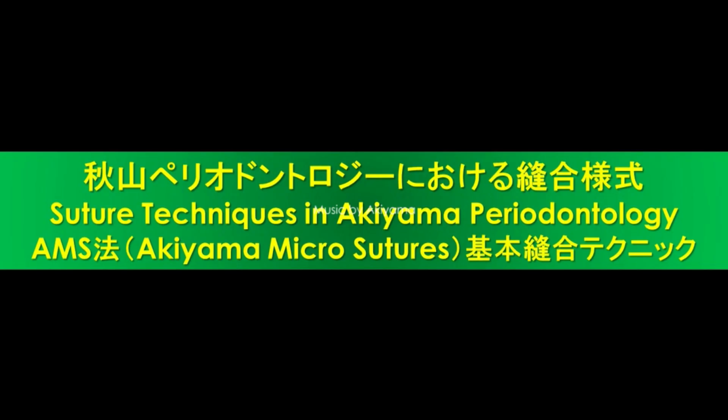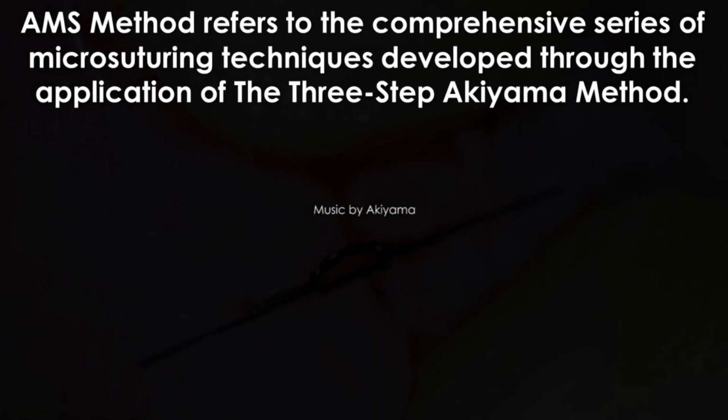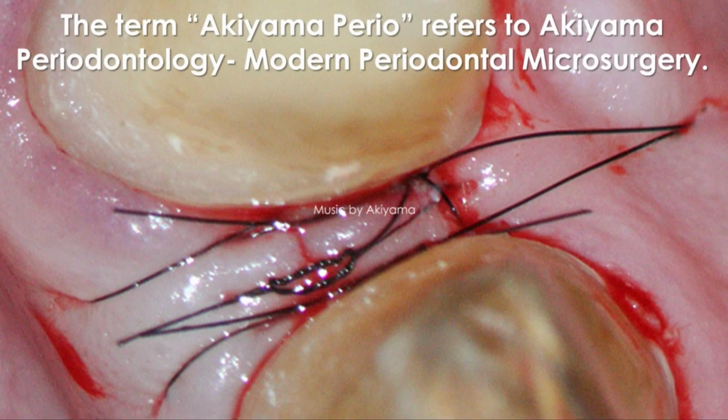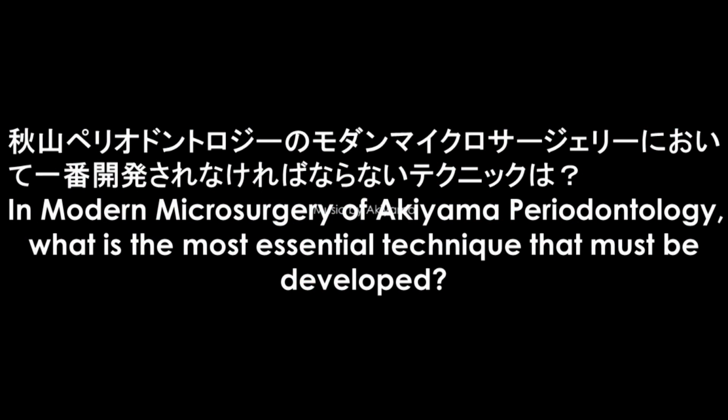Suture techniques in Akiyama periodontology, Akiyama microsutures. AM's method refers to the comprehensive series of microsuturing techniques developed through the application of the three-step Akiyama method. The term Akiyama perio refers to Akiyama periodontology, modern periodontal microsurgery. In modern microsurgery of Akiyama periodontology, what is the most essential technique that must be developed?